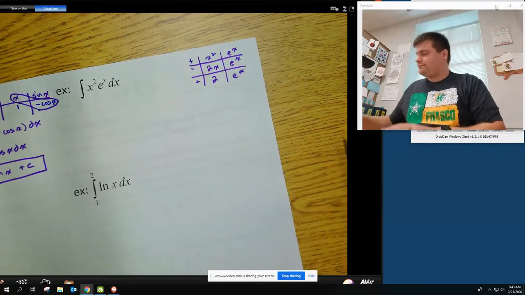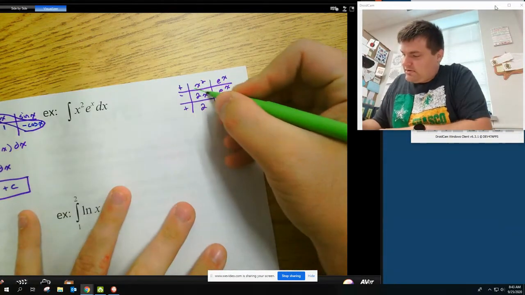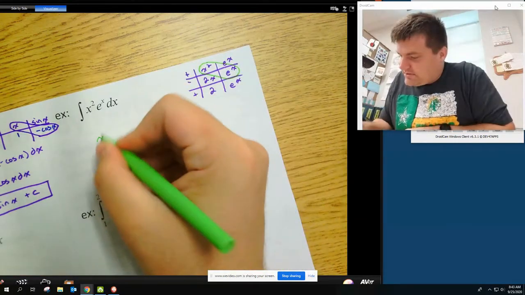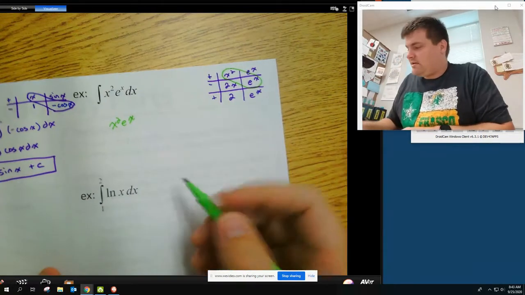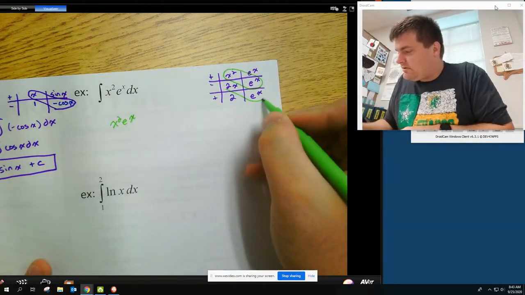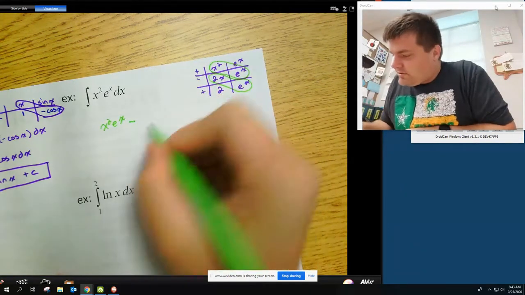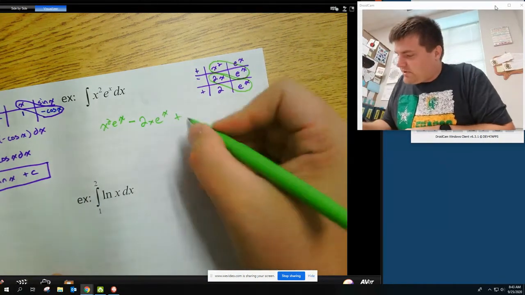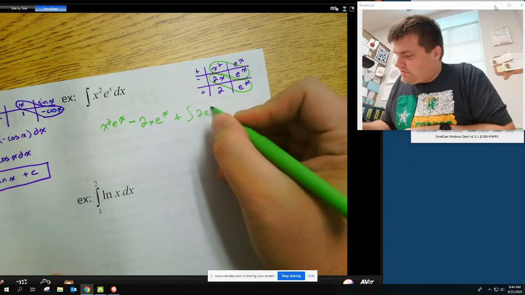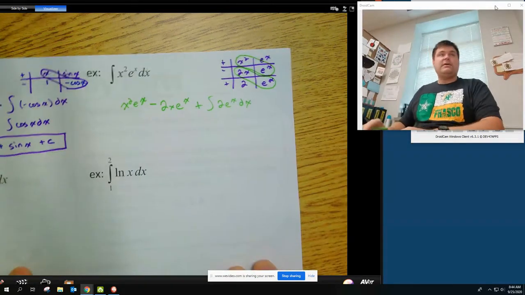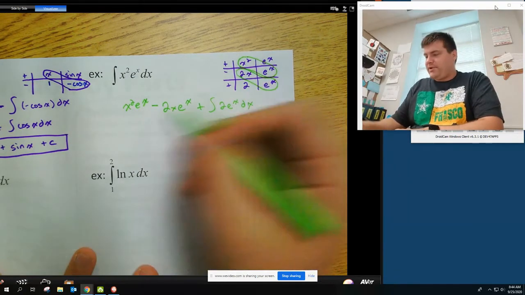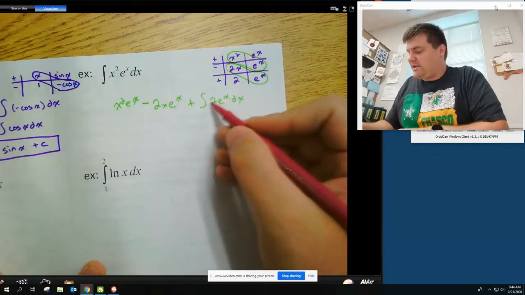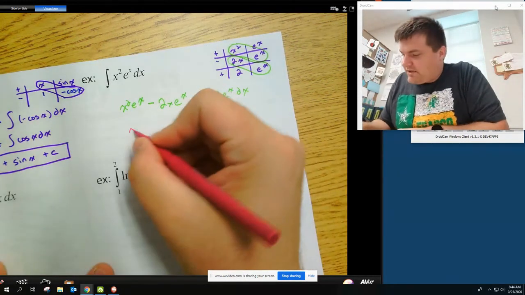So here we go. I'm going to circle my diagonals. So I'm going to have x squared e to the x minus 2x e to the x plus my last one, the integral of 2 e to the x dx. Okay, so this is taking my tabular method, putting it out onto paper right there, and now we can go ahead and really just take the antiderivative of this, 2 e to the x. I'm just copying everything else down.